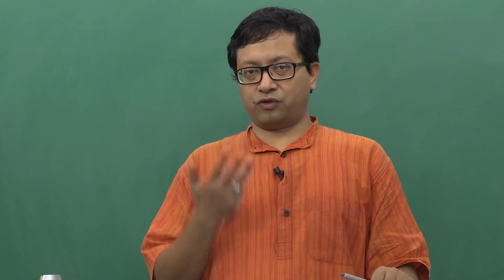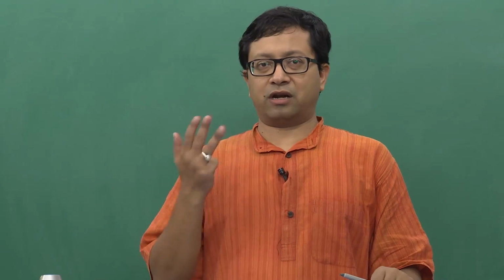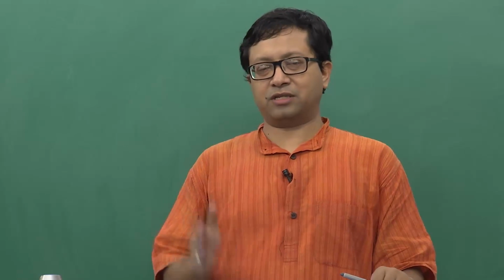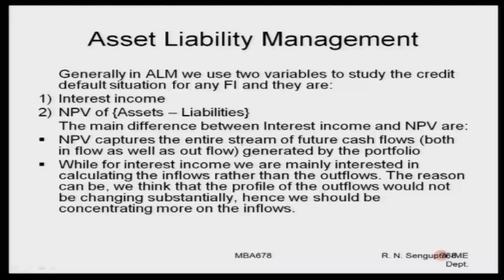But your main concern, if you remember, I said that we always try to analyze the risk perspective. So, you are always concentrating on excess risk and trying to minimize it or make it 0. Generally in ALM we use two variables, one is interest income, one is the net present value of assets minus liabilities, which is the gap. The main difference between interest income and NPV is that NPV captures the entire stream of future cash flows, both positive and negative, while for interest income we are mainly interested in calculating inflows rather than the outflows. So, we should always consider both the inflows and outflows.